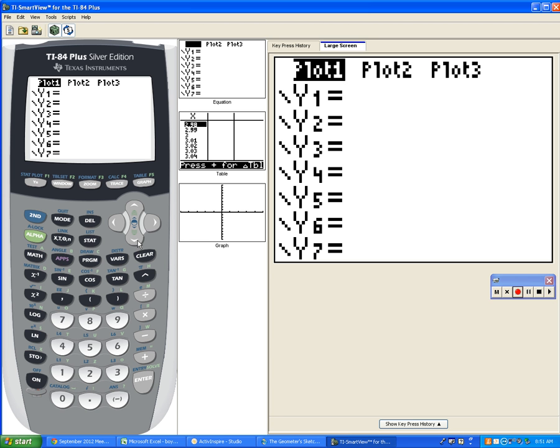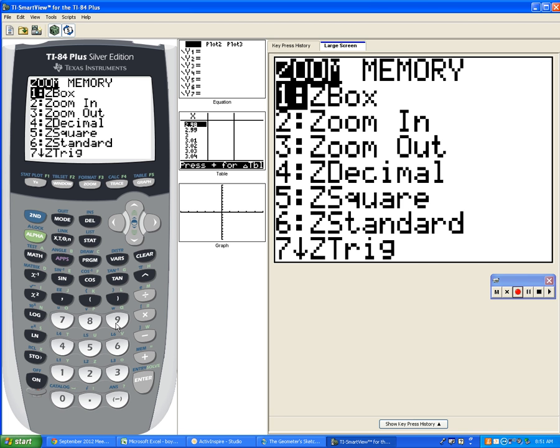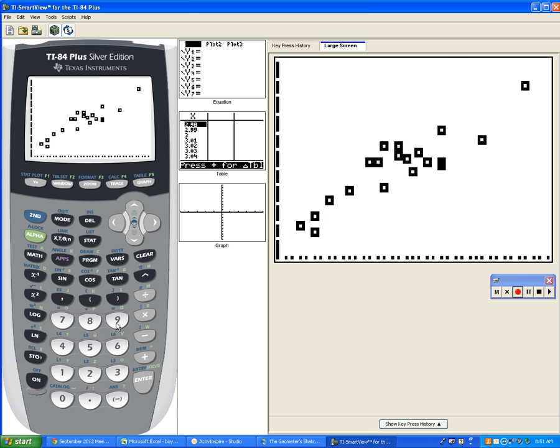And then the way that we're going to graph this so that we get all the points and can see them is if you hit zoom 9, then all of the points that we have graphed will be nicely displayed, okay? Very nice. Good job.